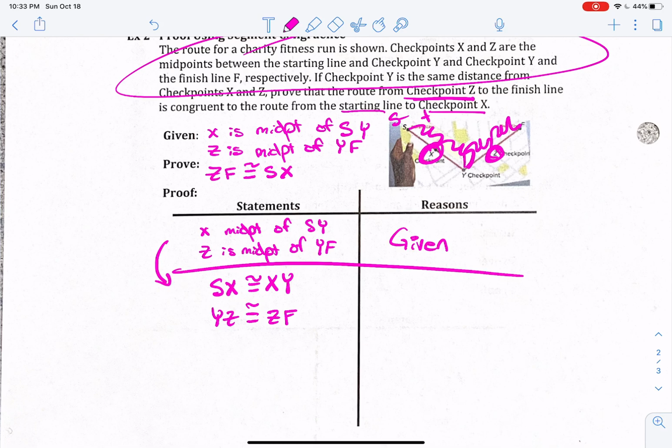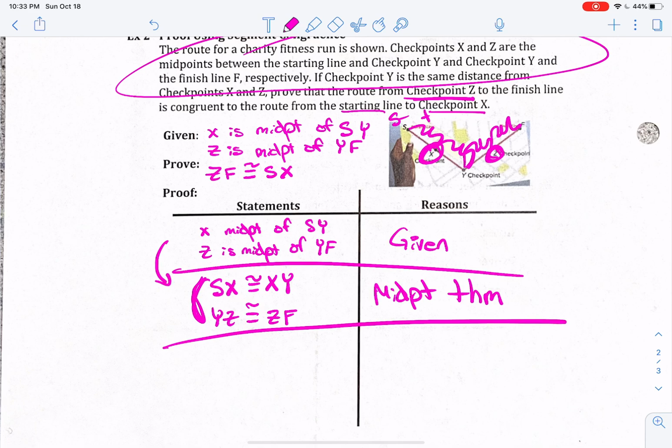All right. Now, oh shoot, we forgot one more piece of given information. That's okay, we'll get back to it. So how do I know that these two things are true? That is because of the midpoint theorem. We wrote that down on our theorem sheet the last time. These guys told me that they were the midpoint, so then I can draw this conclusion from it, okay?